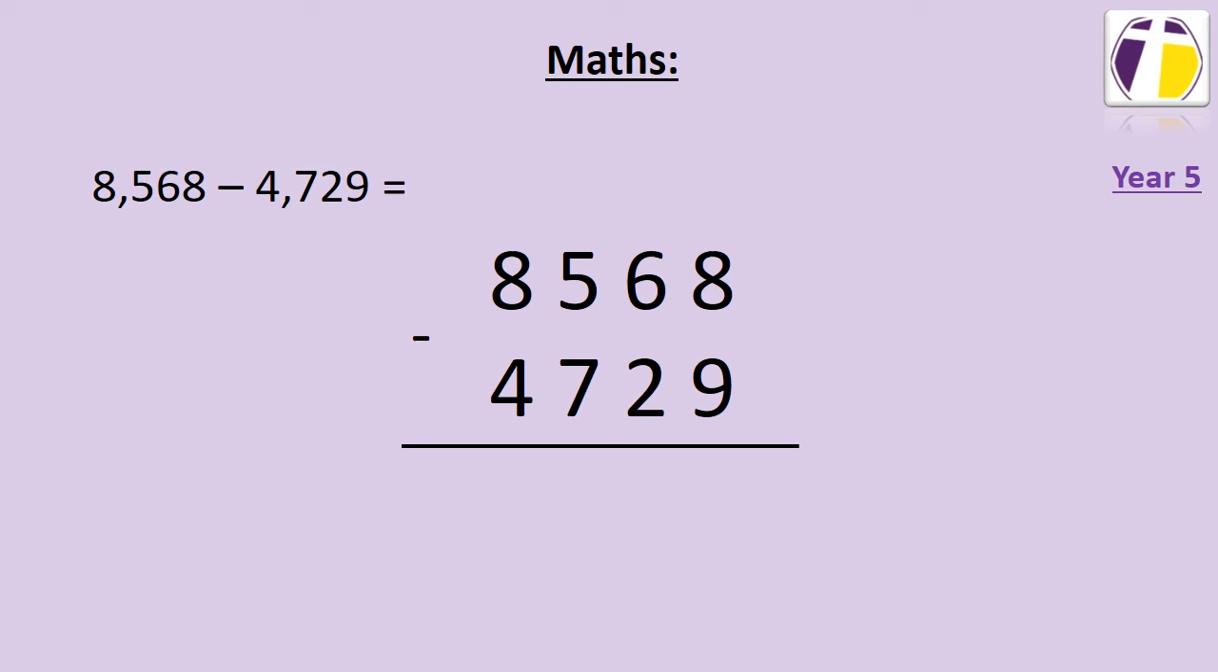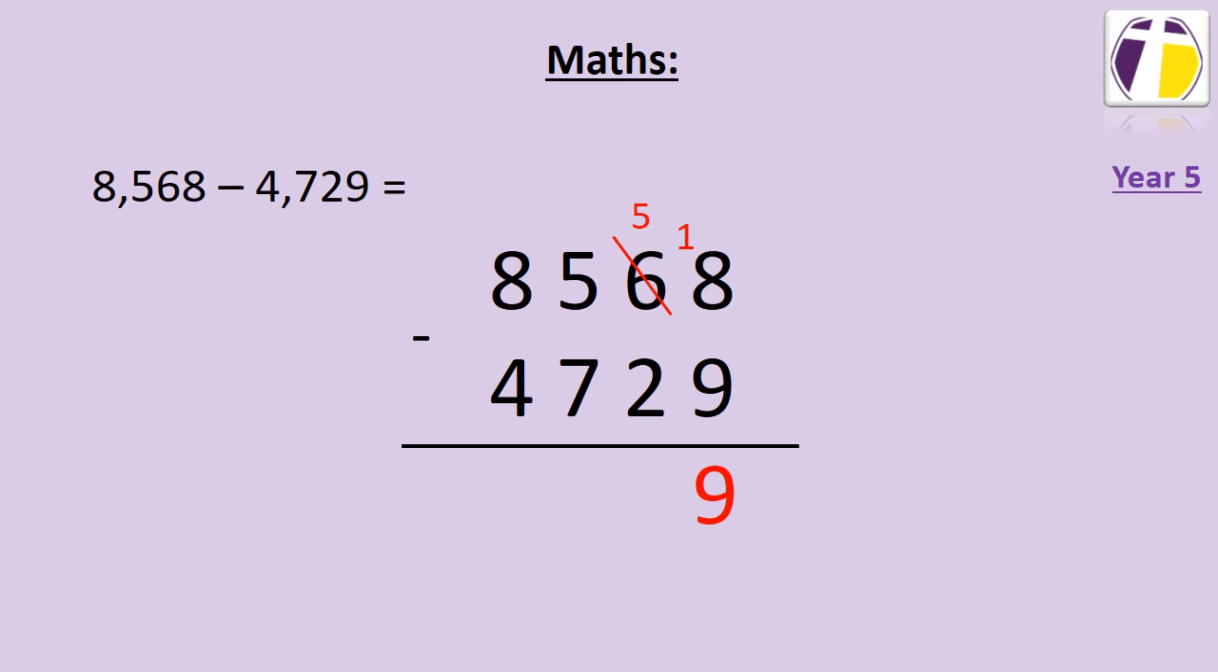With subtraction, I start with exactly the same step. I put both of my numbers underneath each other neatly, making sure that my columns are in line. My question this time is 8,568 minus 4,729.